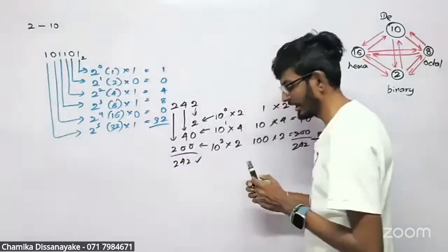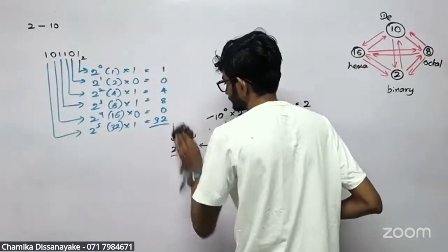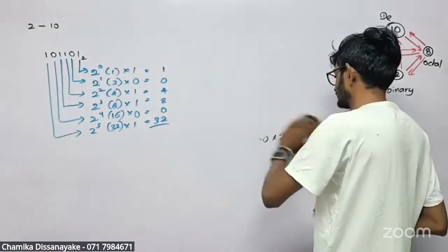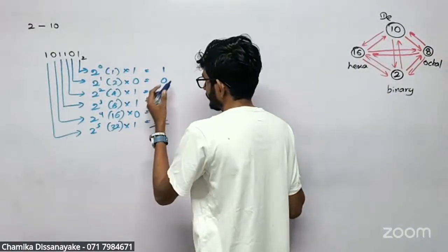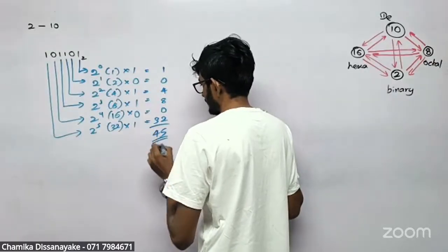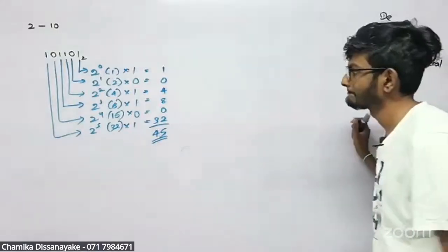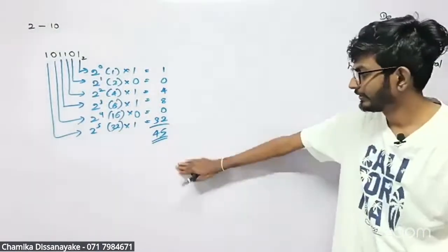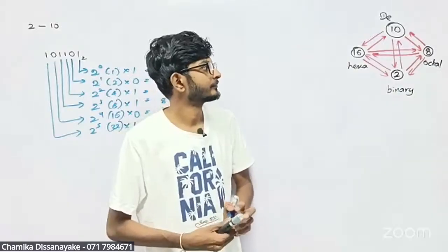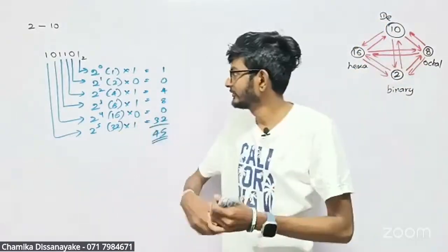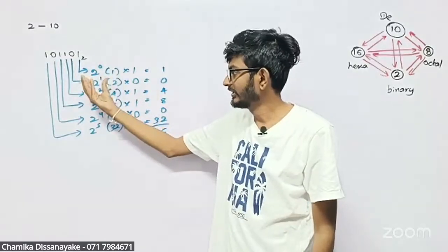Then we have to just add these numbers. Right, 40, 44, 45. 45 is the value. This is how we convert binary to decimal. The same procedure is used to convert any number system to decimal. If we want to convert octal to decimal, we need to just write the weighting factor as 8 to the power. The only difference is the weighting factor.